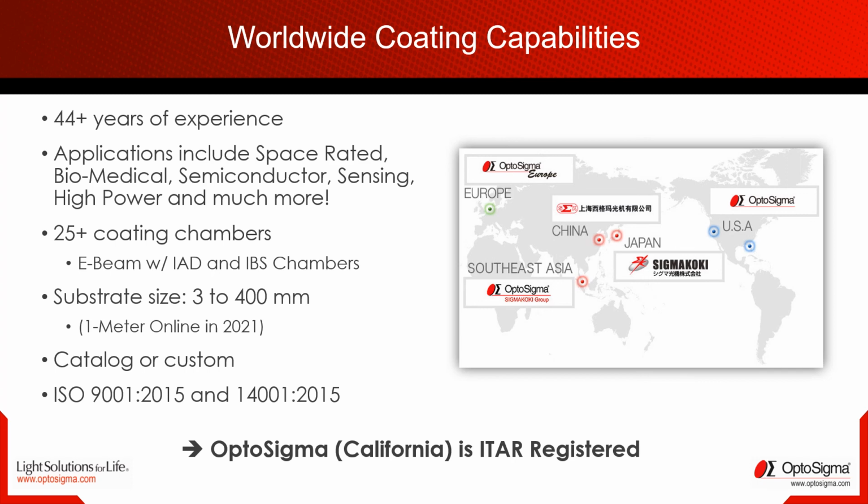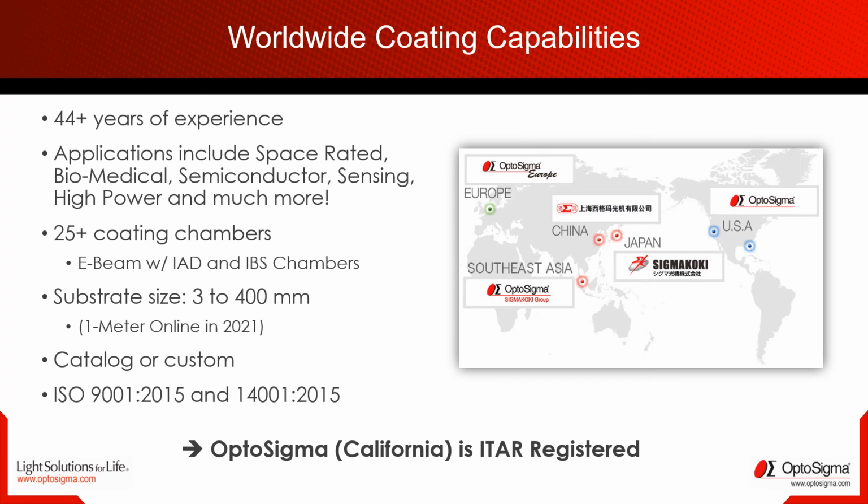OptoSigma has coating capabilities in Japan, China, and the US to better serve our customers. Choice of facility depends on customer location, performance requirements, and cost target.